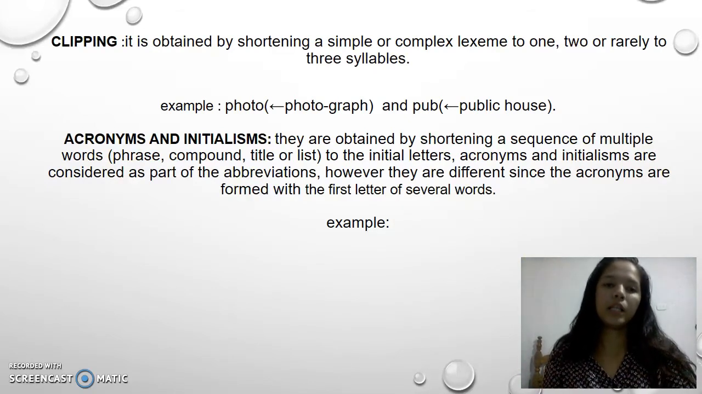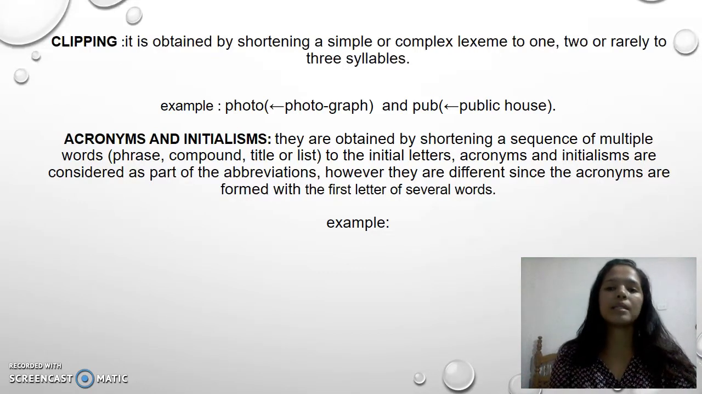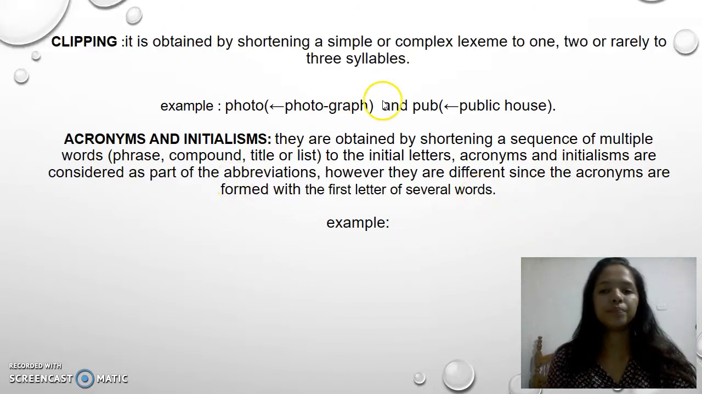Clipping. It is obtained by shortening a simple or complex word to one, two, or rarely three syllables. For example, photo, photograph, and pub, public house.